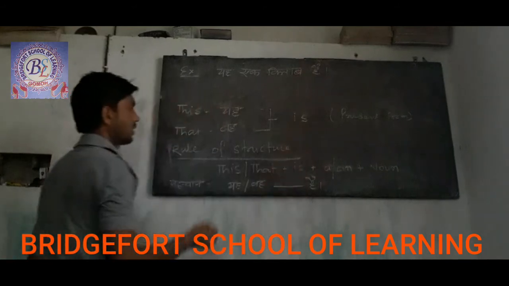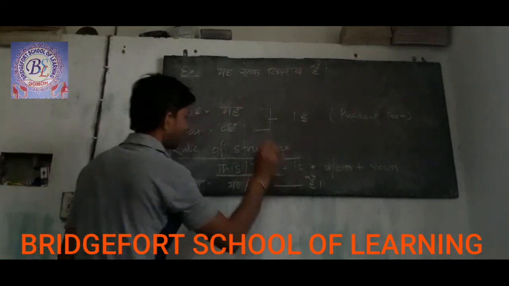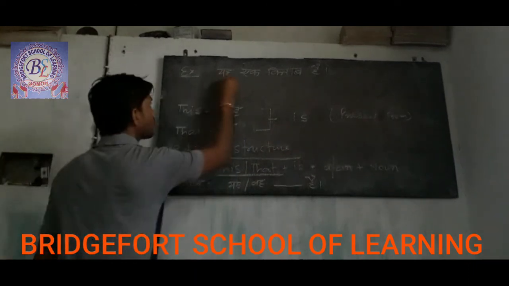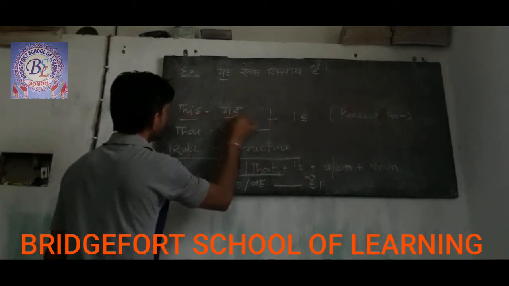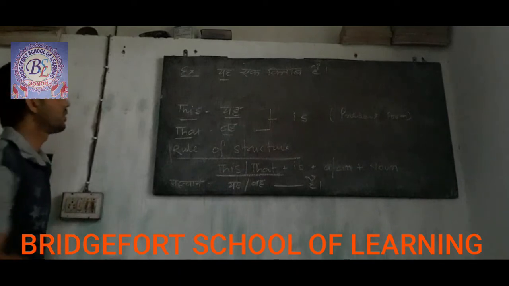Same, we are using the words first as this or that. So here is this, we have already given the meaning. This means यह, that means वह. All are related to singular countable noun.